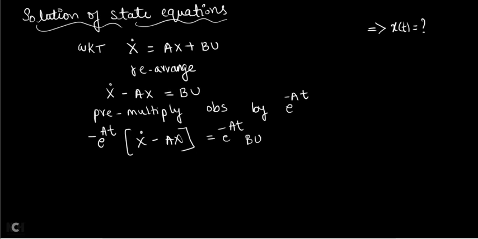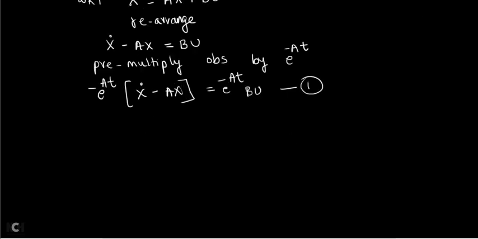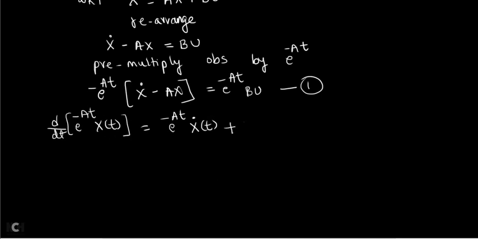I multiplied. Now you call this equation number 1. So now let us understand what is differentiation d by dt of e power minus at into x of t. If you differentiate e power minus at x of t, what are you going to get? By the u v rule, e power minus at into differentiation of x of t, so I can write it as x dot of t, plus x of t into differentiation of e power minus at.